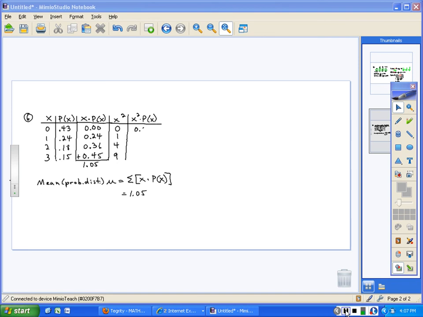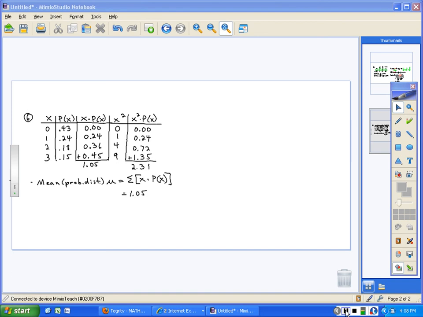And so the first one is going to be another 0.00. And then it's 1 times 0.24, which is 0.24. And the next one is 4 times 0.18. It is not 4 times the 36. It's 4 times the 0.18, which comes out to be 0.72. And then the last one is 9 times the 0.15. You've got to jump over the 0.45. And that turns out to be 1.35. And we do need to add that column up as well. And that one adds up to 2.31.